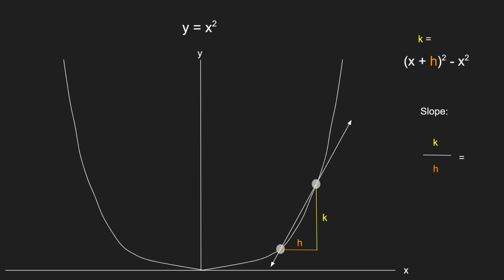We can calculate the slope of the line, right? The slope is just k divided by h, and since we know what the value of k is, the slope is equal to, brace yourselves, (x plus h) squared minus x squared all over h. Finally, the derivative is what the slope is equal to as h goes to 0, where h is the difference in x-coordinate between the 2 points.